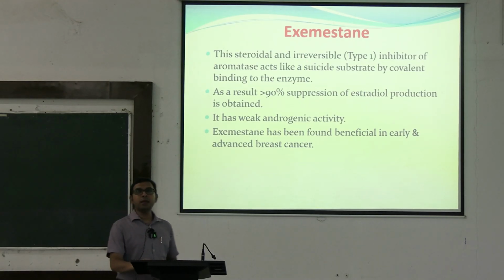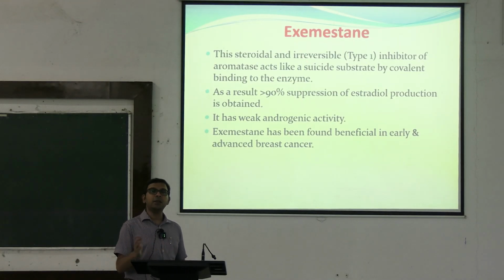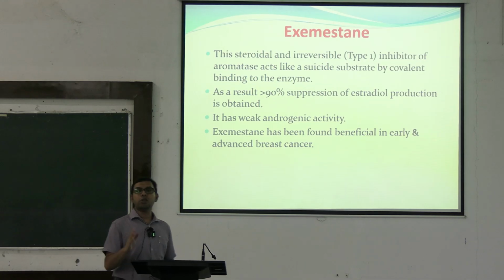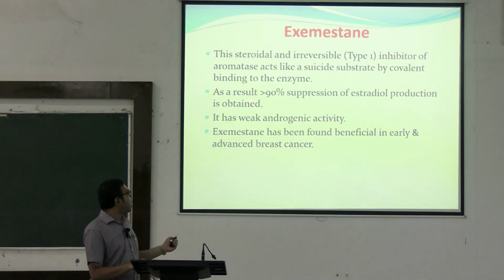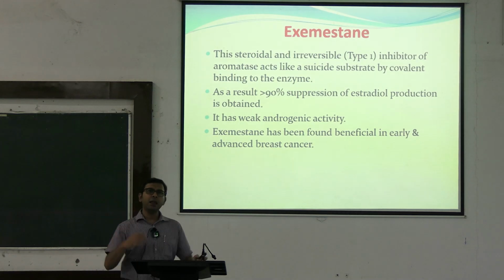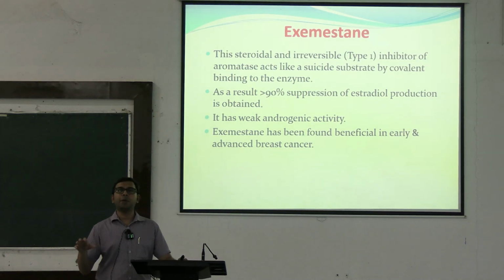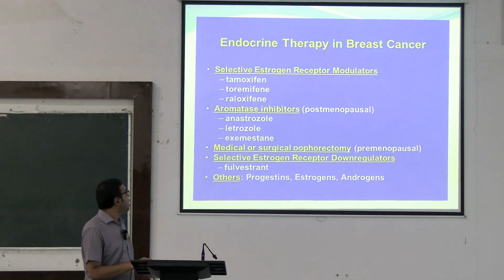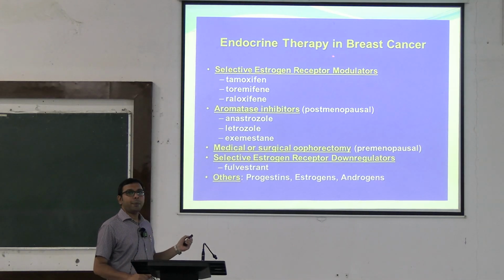Exemestane. Exemestane is the type 1 or steroidal, and this causes irreversible estrogen synthesis blockade. As a result, approximately 90% suppression of estradiol production happens. It has some weak androgenic activity also. It has been found beneficial in early and advanced breast carcinoma. So mainly these are used in different stages of breast carcinoma. So this is the endocrine therapy in breast carcinoma.